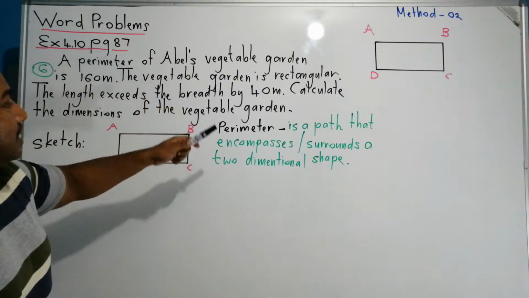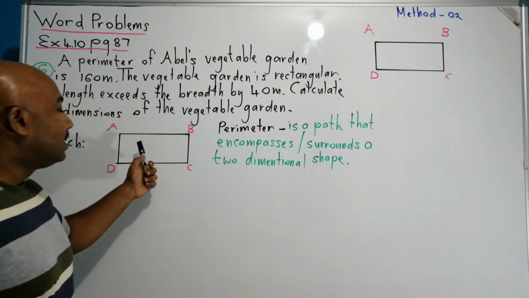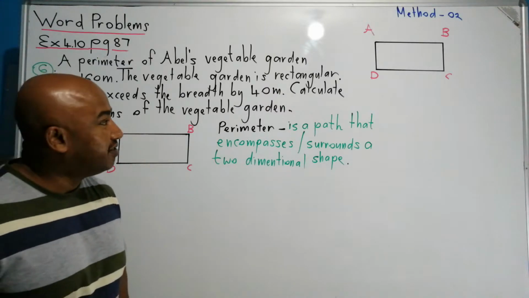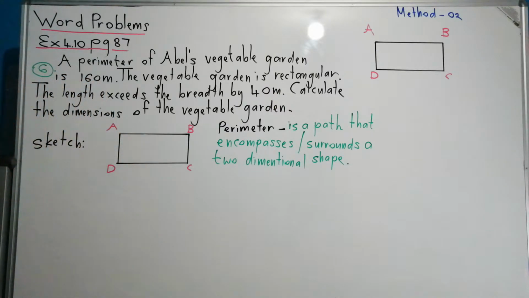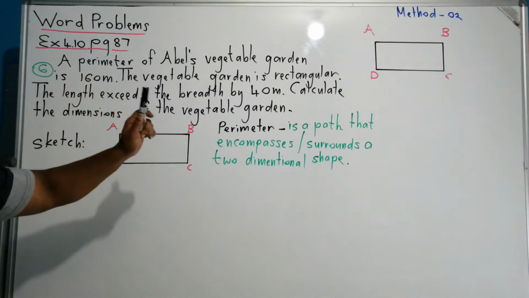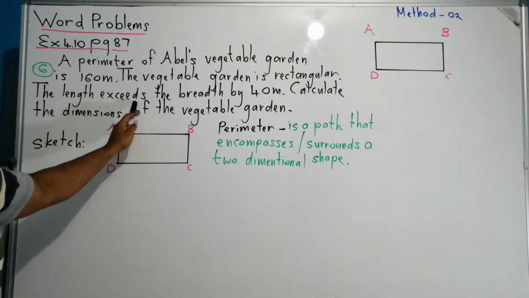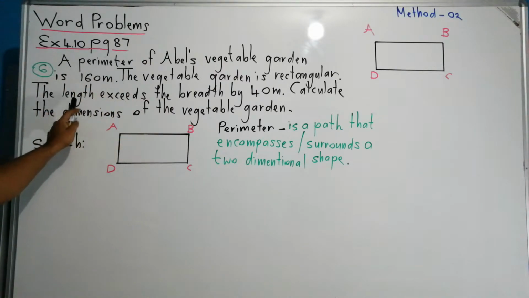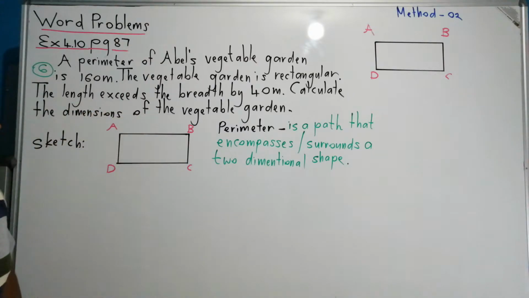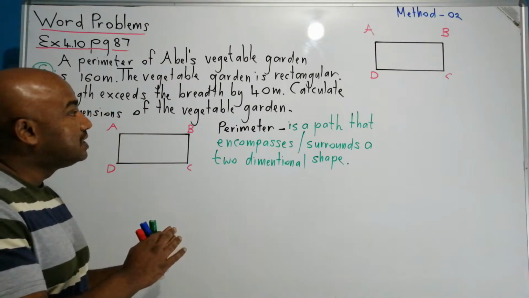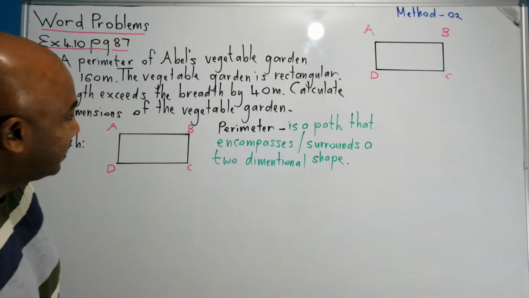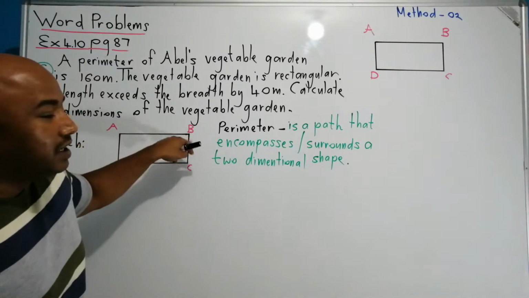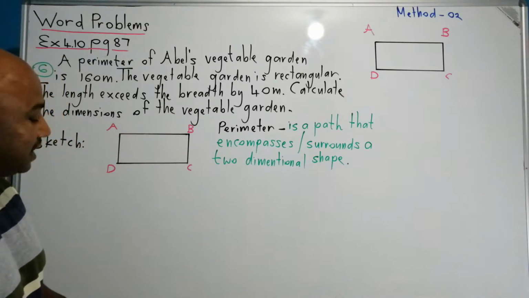The vegetable garden is rectangular. That's straightforward. I've got two rectangles on the board here because I'm going to show you two different ways of approaching the problem. Okay, so the vegetable garden is rectangular and we come across the word exceeds again. You should be familiar with it. The length exceeds the breadth by 40 meters. That means the length is 40 meters more than the breadth. Calculate the dimensions of the vegetable garden. In other words, what is the length and what is the breadth of the vegetable garden?